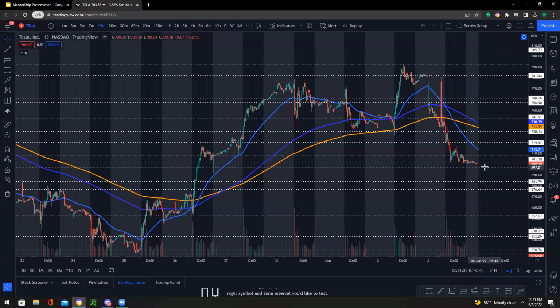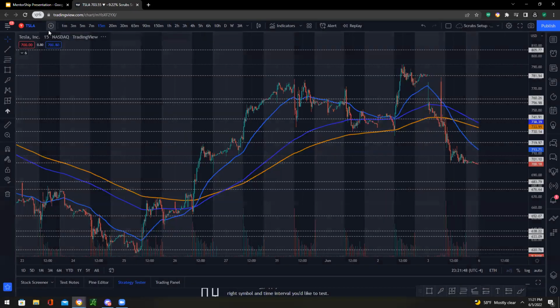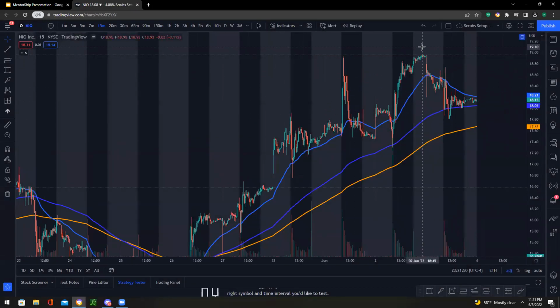Now, if you do not have a larger account, perfectly okay. Tesla and NIO usually run pretty well. If Tesla's doing something, NIO is also most likely doing something. So just a side-by-side comparison. Like when we had that downtrend, so did NIO. Now it isn't as aggressive as Tesla's, but we did have a downtrend anyway.